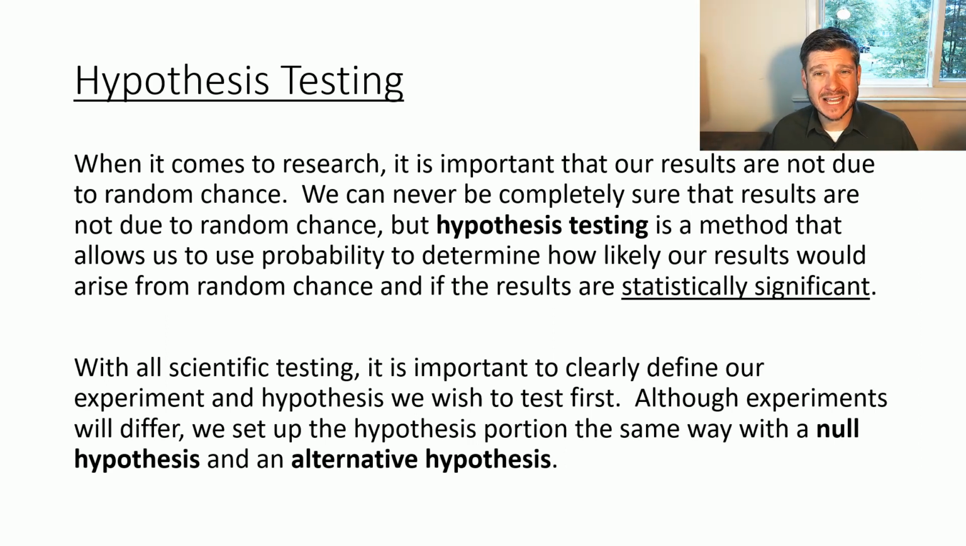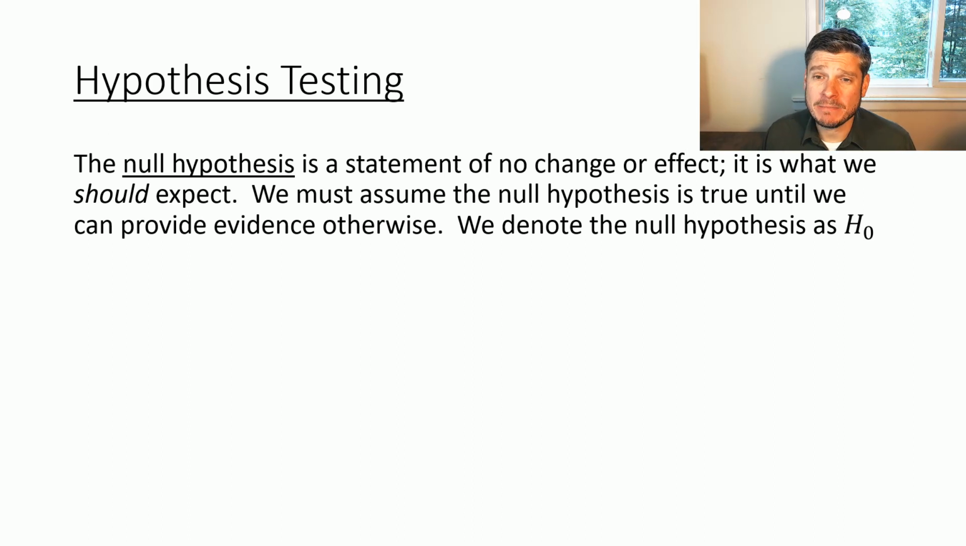Now, with all scientific testing, it is really, really important that the first step is to define our experiment. That means that although our experiments will differ, we need to set up the hypotheses the same way, with a null hypothesis and an alternative hypothesis. Now, the null hypothesis is basically a statement of no change or no effect. It's what we should expect. This is what is already out there. This is the baseline. This is what we must assume to be true until we can gather enough evidence to show otherwise. We denote the null hypothesis as H0, H sub 0.